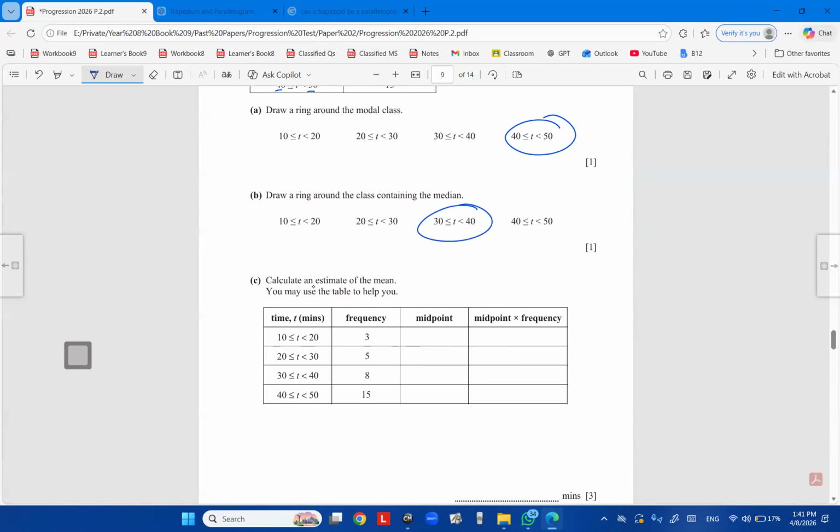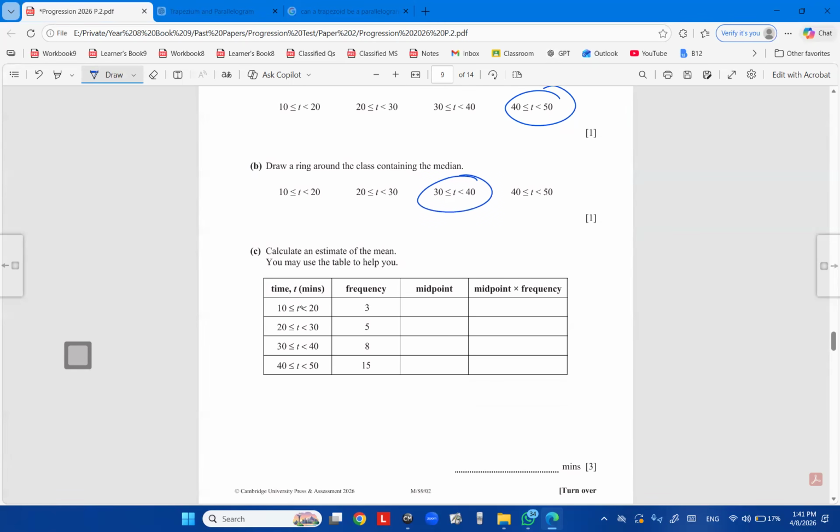Here it is saying that you calculate an estimate of the mean. The midpoint is the midpoint of the class interval, which is here 15. And the midpoint here is 25. The midpoint here is 35. And here is 45. Midpoint times frequency. I need to multiply midpoint by frequency, which is 45.